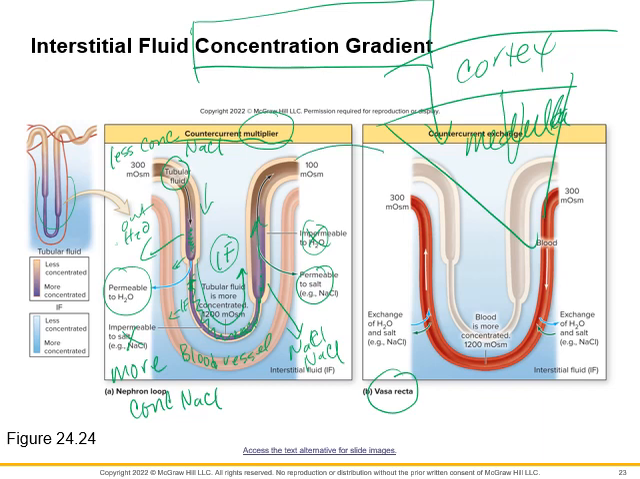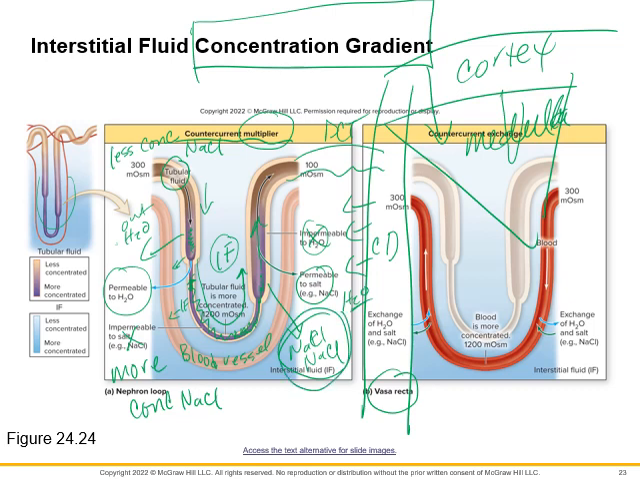Another thing to think about is after the DCT, you're also going to have your collecting duct here. And remember, the collecting duct allows for water to be reabsorbed. Why do you think the water is moving towards the high salt concentration, right? We do have hormones that are directing this, but we're creating this high salt environment in order to reabsorb the majority of our water.